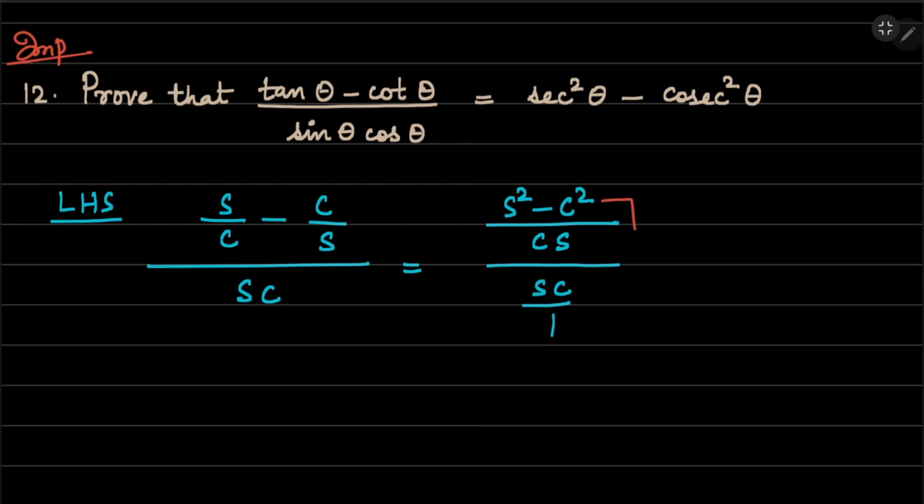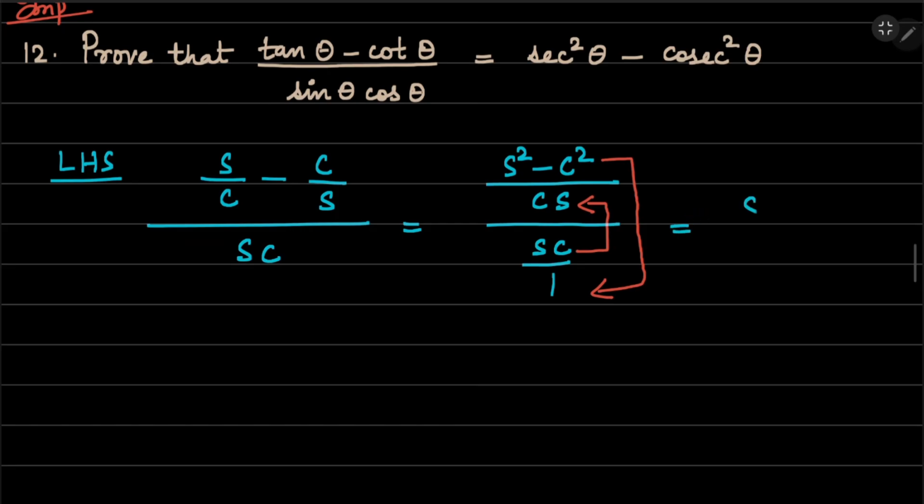Then the numerator of the above fraction with the denominator of the below fraction. These are the two terms. And then the denominator of the upper fraction with the numerator of the below fraction will get multiplied. Okay. So here what you have here is sine square minus cos square divided by sine into cos, multiplied by sine, cos into sine, which is sine square into cos square. Right? Okay. Now, what you need here is secant square minus cosecant square.